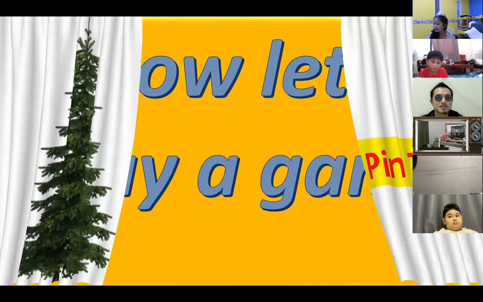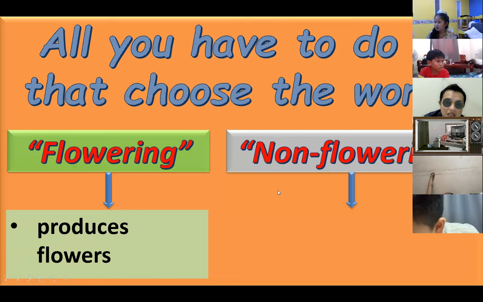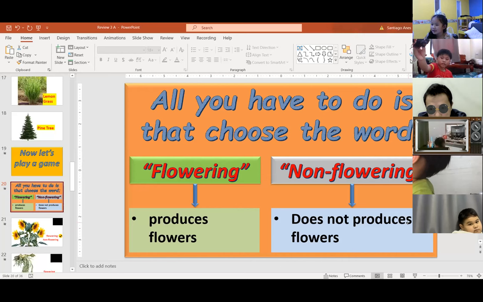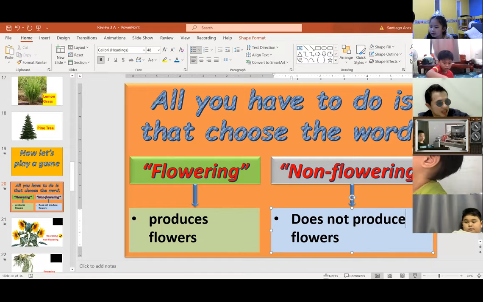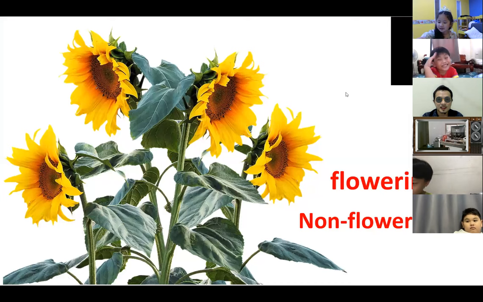So now let's play a game. All you have to do is just choose the word. Flowering produces flowers. Non-flowering does not produce any flowers at all. As you can see here, all you have to say is flowering or non-flowering. Ready? All right, if you're ready, look at this.